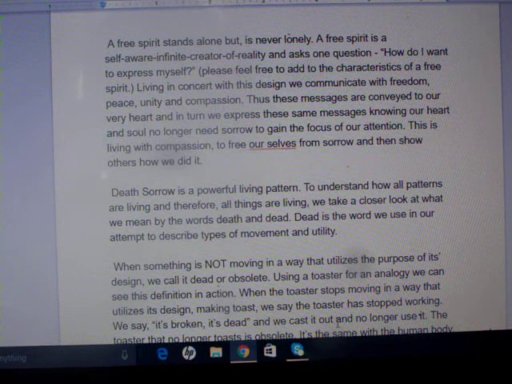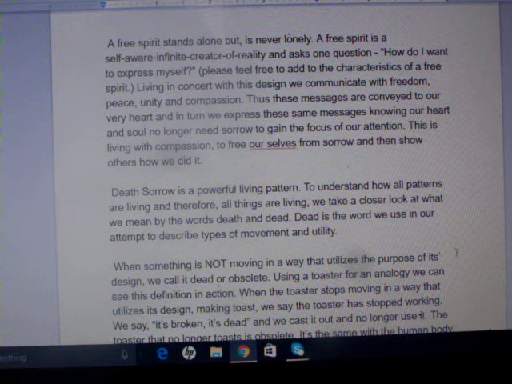Death sorrow is a powerful living pattern. To understand how all patterns are living, and therefore all things are living, we take a closer look at what we mean by the words death and dead. Dead is the word we use in our attempt to describe types of movement and utility.